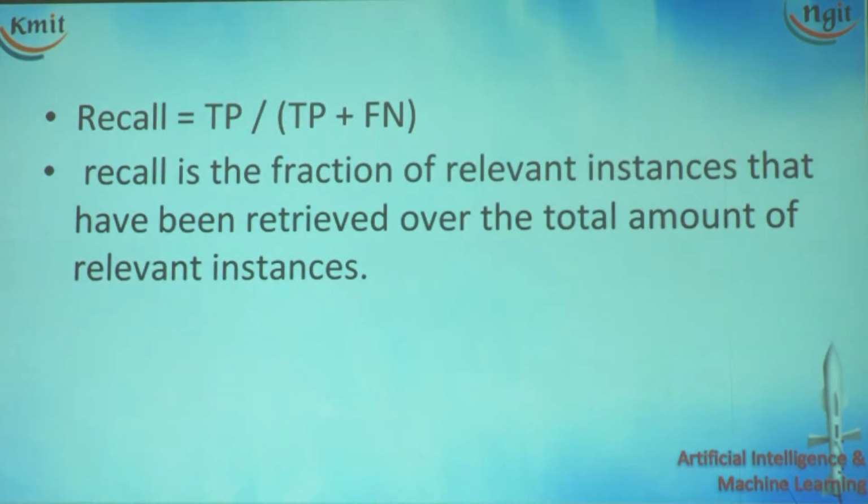False negative means, what is the false negative? Actually it is positive, but predicted as negative. So what is it showing? True positive rate over the number of overall actual positives. Okay, that is called recall.